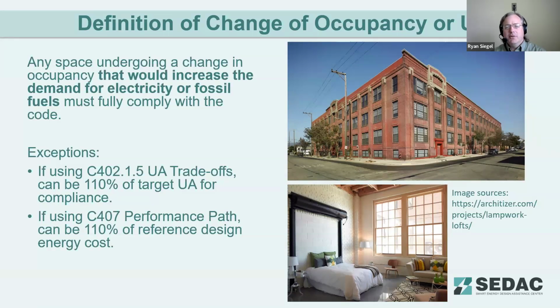But again, if you trigger this change in use, for example, we're showing here, this used to be just a warehouse building, and now we've turned it into some beautiful residential loft apartments. That is going to increase the use, and therefore the entire building needs to be brought up to the current standard. So the thermal envelope needs to be to the current standard, lighting, HVAC, domestic hot water, etc. So that is a big provision if you end up tripping over that one.